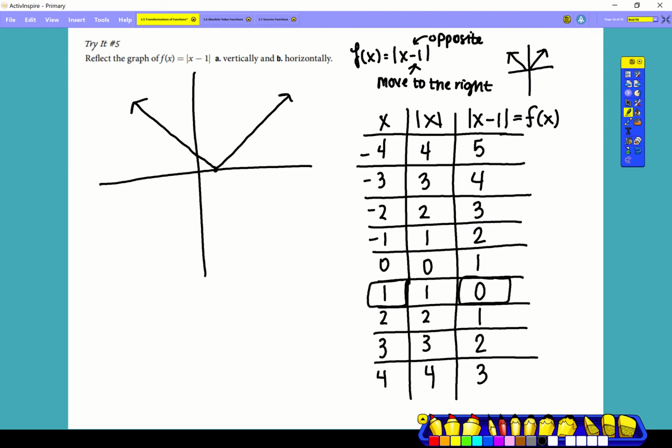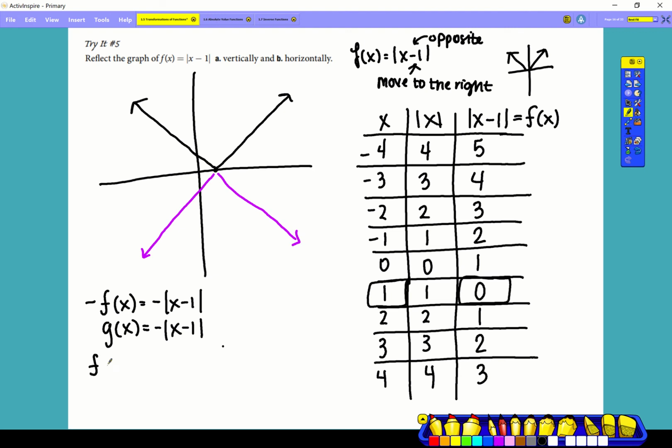So if we want to flip it vertically, that's in the y's. So that would just be negative f of x. So that's what we would be getting. So our g of x would now be negative x minus 1. And for those of you that might be curious, that would look like this.